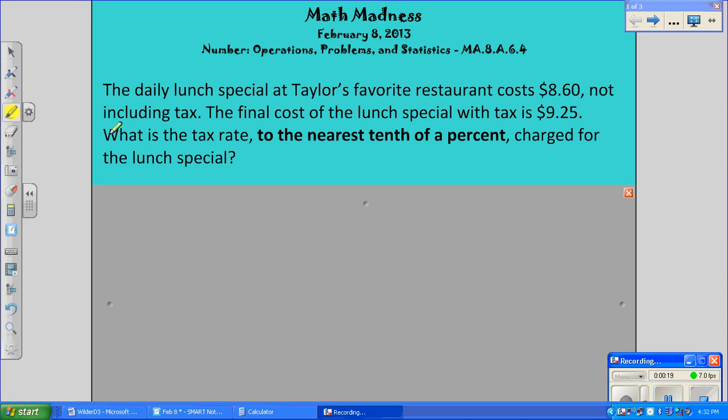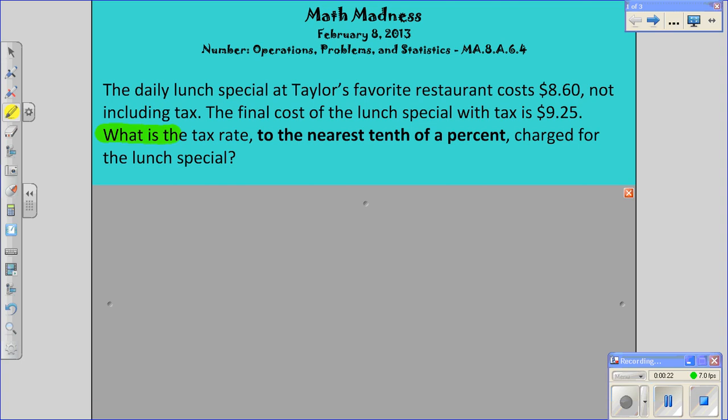The first thing we're going to do, warriors, is highlight. Well, I'm going to highlight. You guys underline your question because it's always very important to know what we're being asked to do. Now, within our question, I'm going to underline it, but I want you guys to circle it. It says to the nearest tenth of a percent, but it's in bold letters.